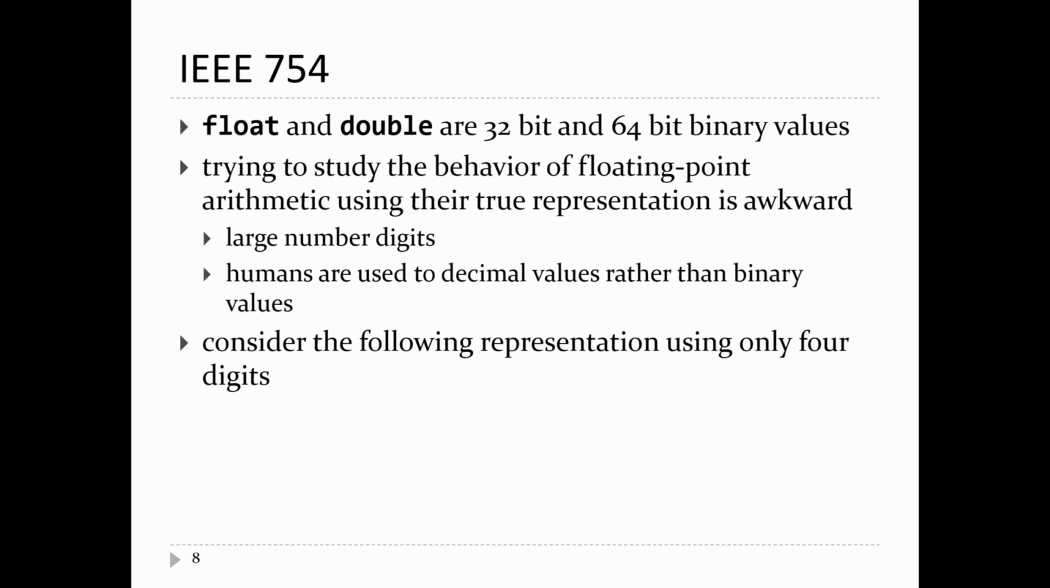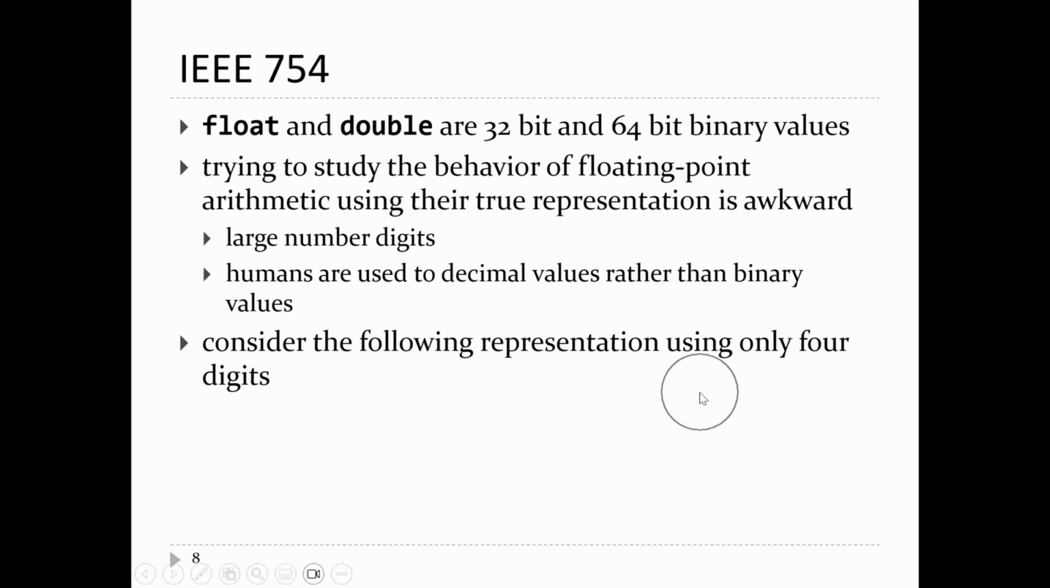Now, I guess it would be informative to actually study how the IEEE standard says these numbers ought to be represented, but it's very awkward, right? Every time I want to write down a floating point number, I have to write down 32 or 64 zeros and ones, and that's no fun. So you don't want to watch me scribble down 32 zeros or ones. Also, most people aren't used to reading binary. We're used to working in decimal, and so it would be nice if we could study this and work in decimal instead of in binary. Now, fortunately, the standard says you can. There is a standard for decimal values as well, so that's nice. But we're not going to look at that either.